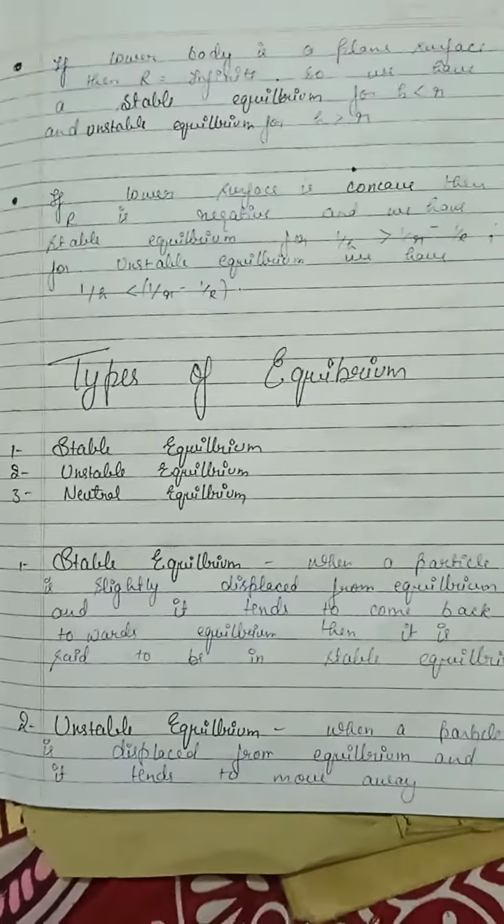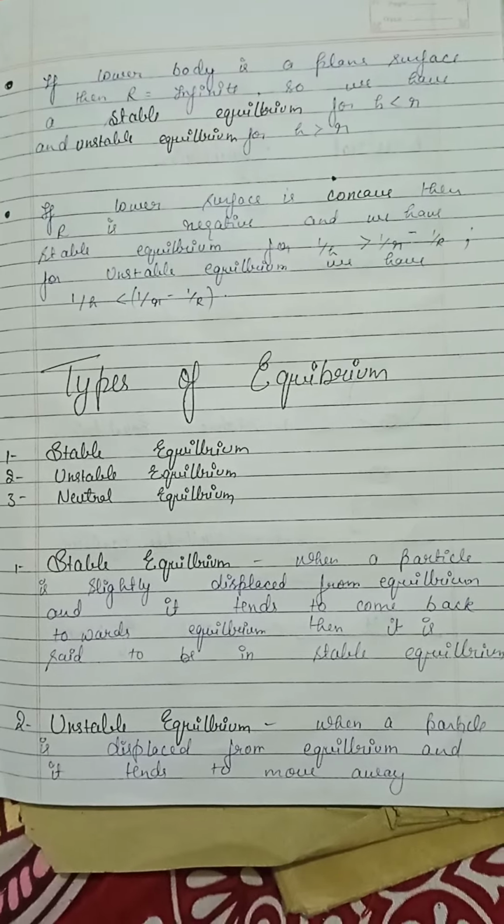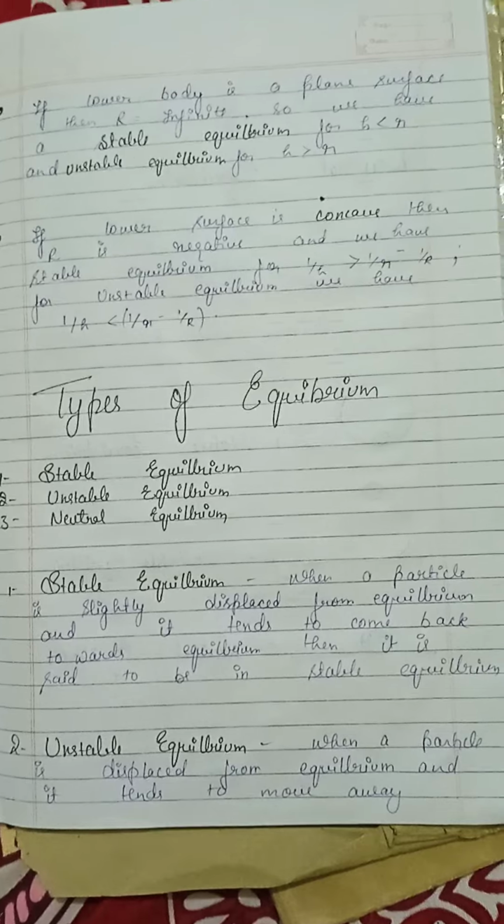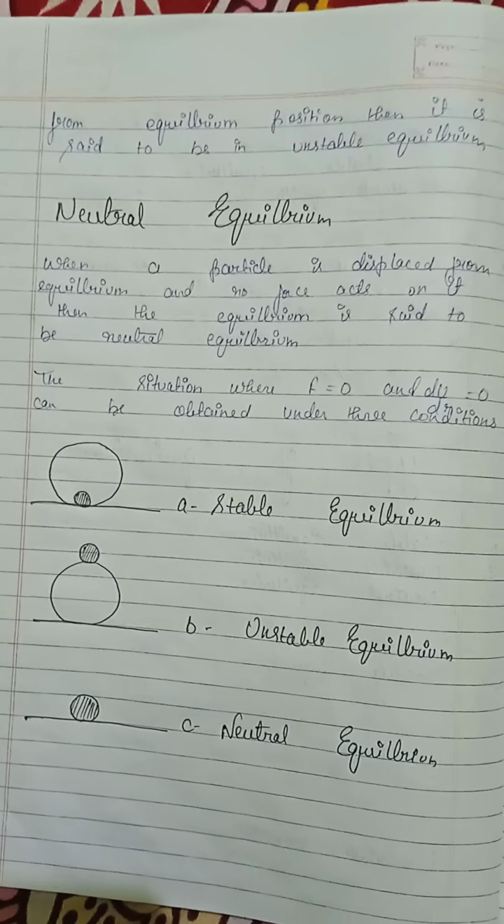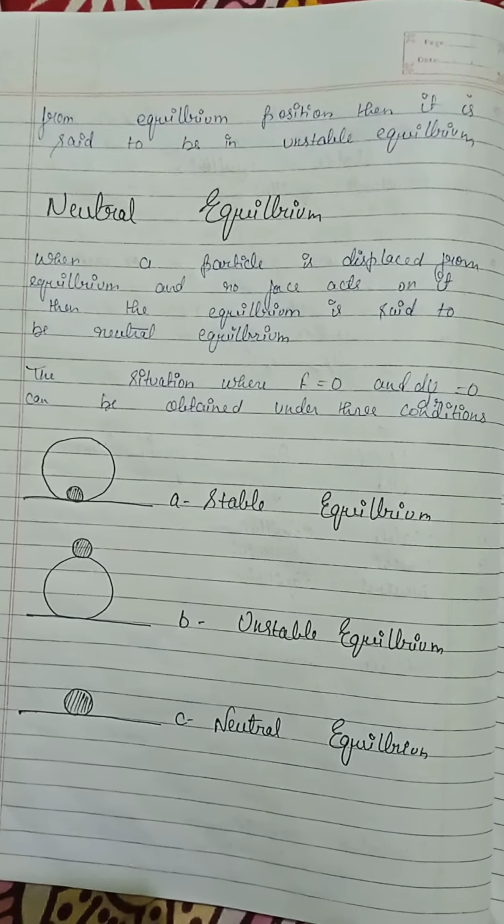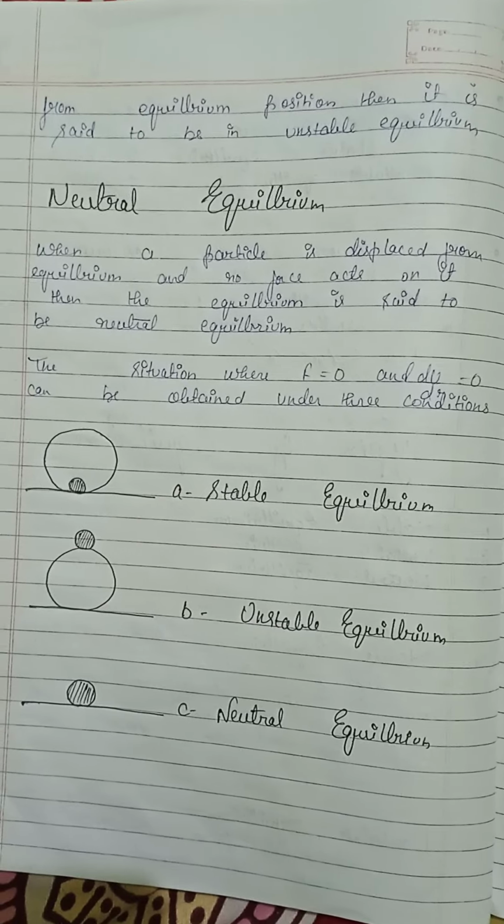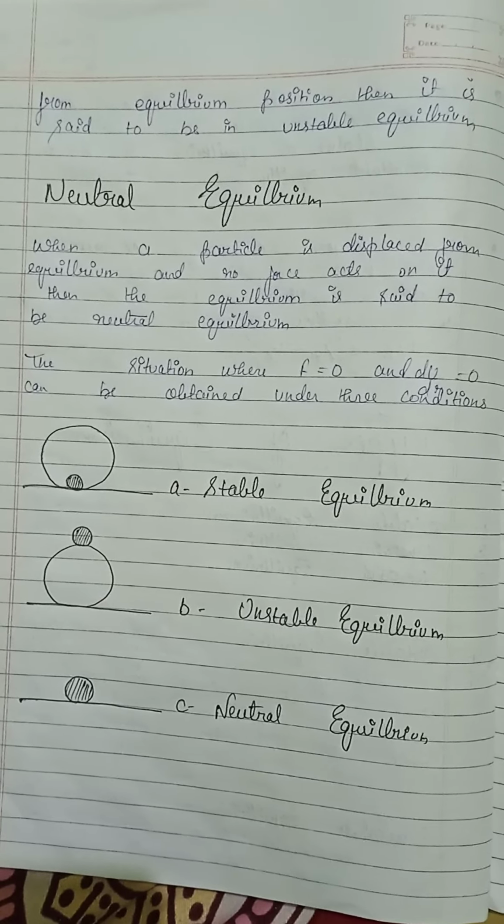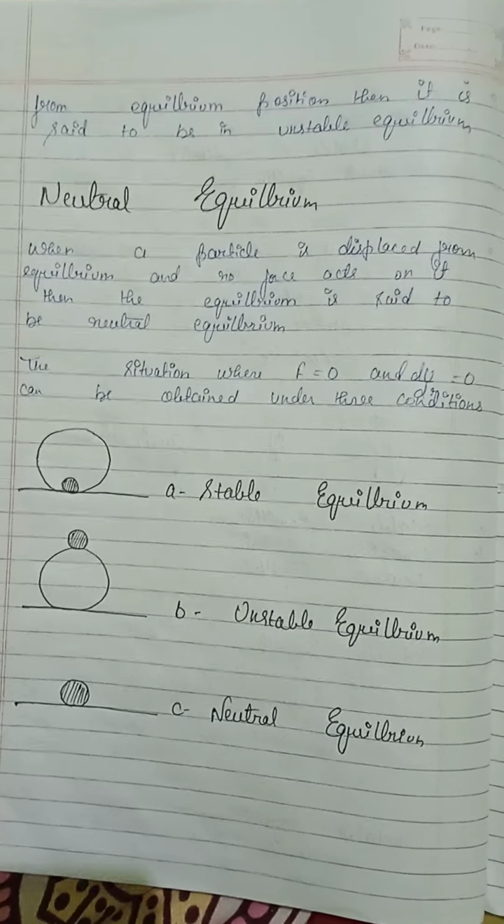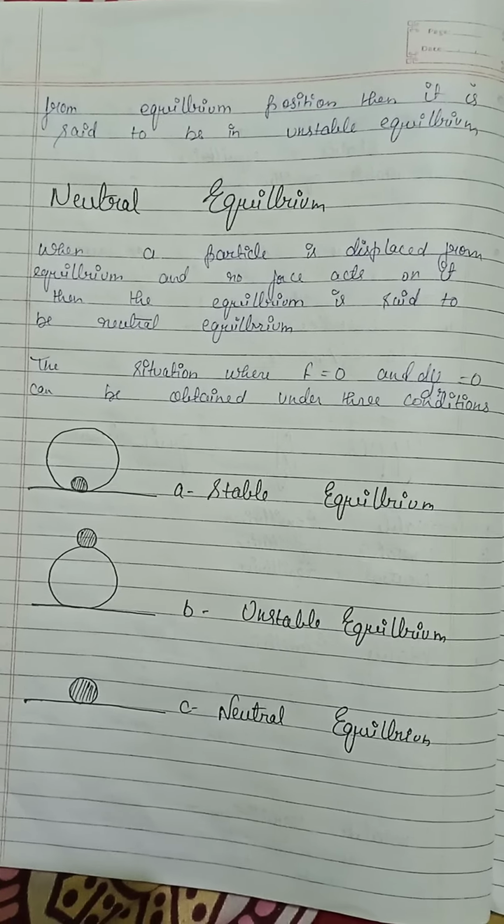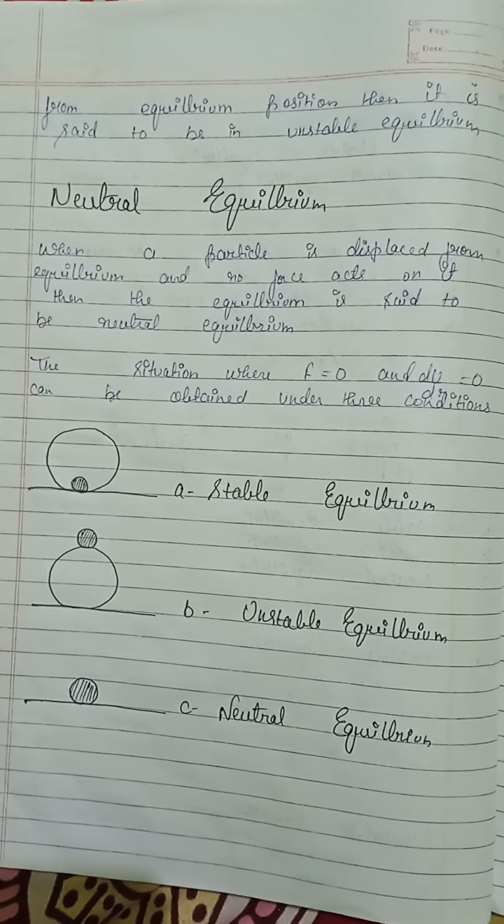Now, unstable equilibrium: when a particle is displaced from the equilibrium and it tends to move away from the equilibrium position, then it is said to be in unstable equilibrium. Now, the neutral equilibrium: when a particle is displaced from the equilibrium and no force acts on it, then the equilibrium is said to be neutral equilibrium.